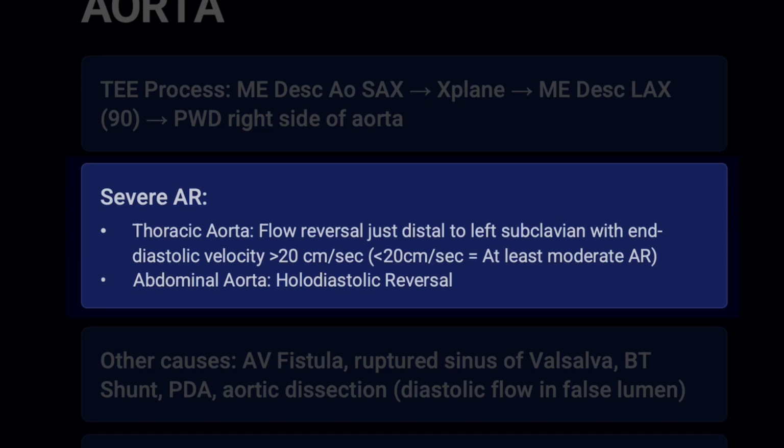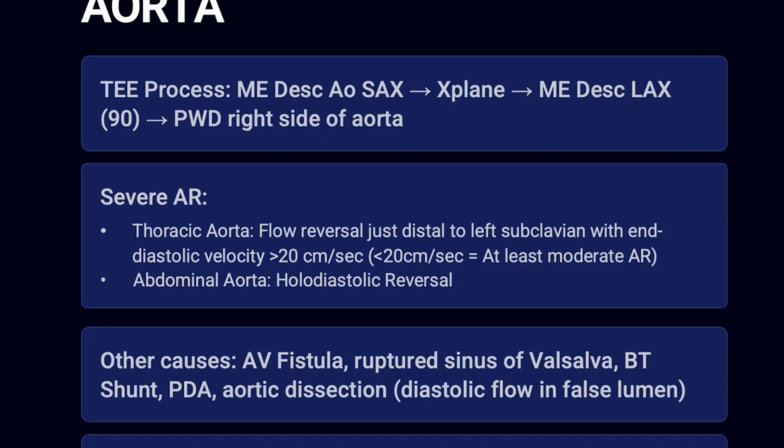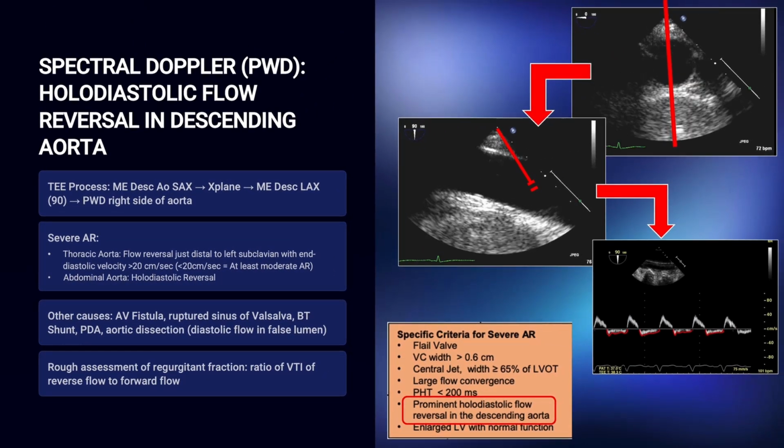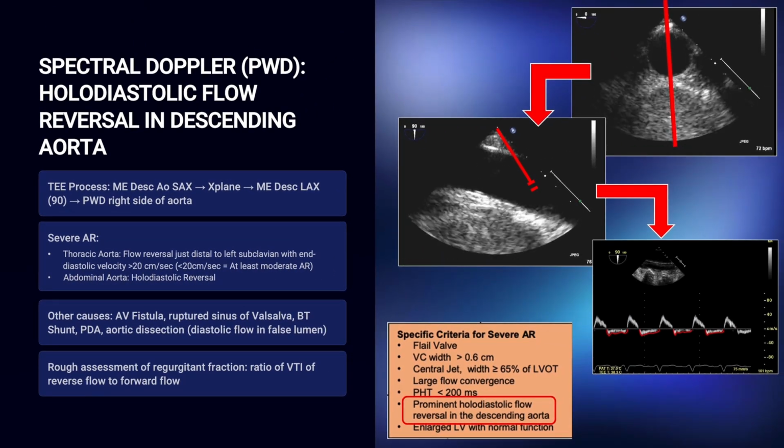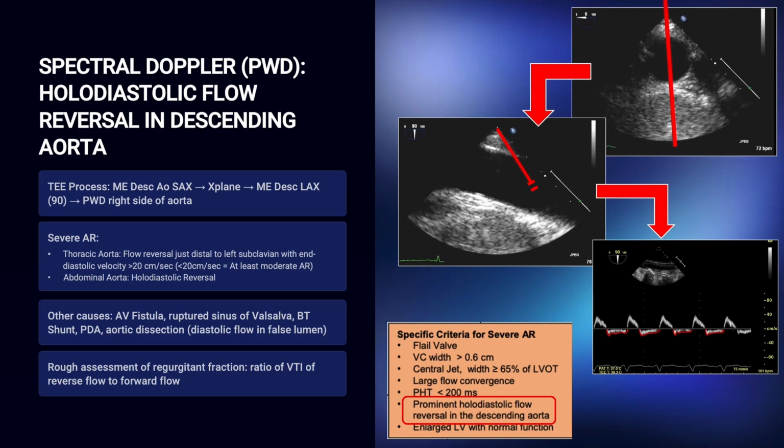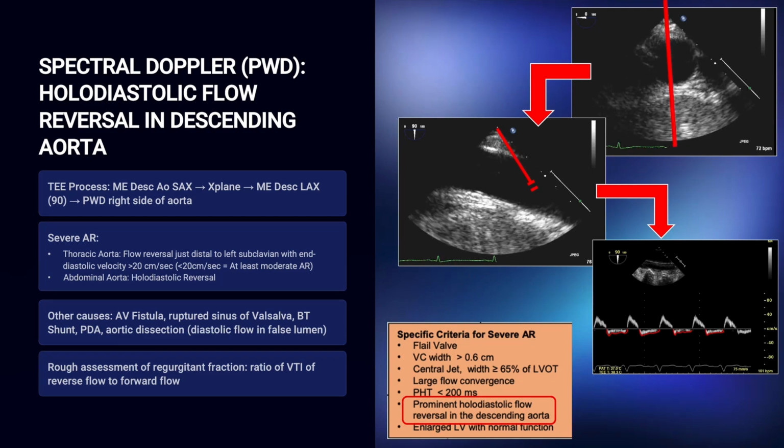If it's less than 20 centimeters per second, it could be at least moderate and maybe more, but severe criteria requires it to be at least 20 centimeters per second. However, if you're in the abdominal descending aorta, any holodiastolic flow reversal that's present would be severe. You can distinguish these two because if you're in the thoracic aorta, you would have just rotated the TEE probe leftward from your mid-esophageal views.